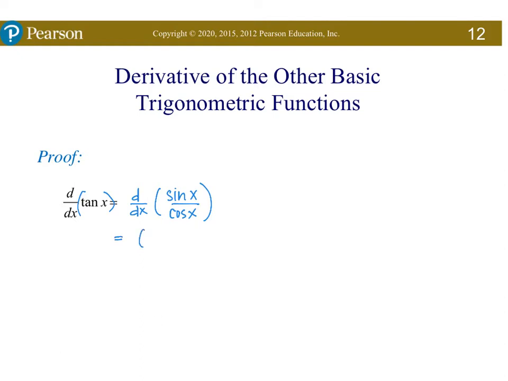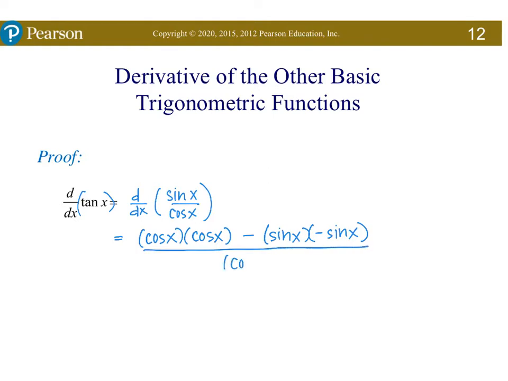So we start with cosine as the denominator function, and then we multiply by the derivative of the numerator, which is also cosine. Then we subtract, and we have the sine of x, and we multiply that by the derivative of the denominator, which is the negative sine of x. And we have that all over the cosine of x as a quantity squared.